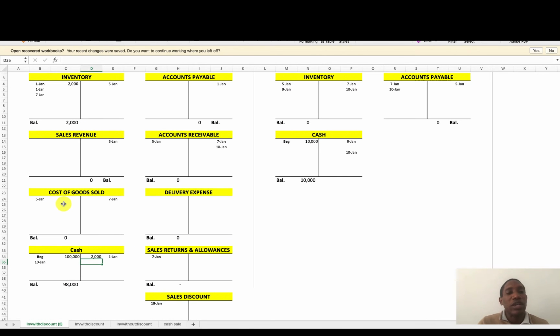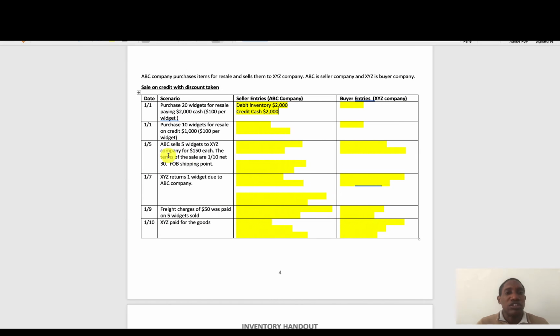And this is exactly what happens in an accounting software system. When you do these entries and post them, it adjusts the account balances. So now my inventory has $2,000 in it. My cash went down by $2,000. And so that's my entry.